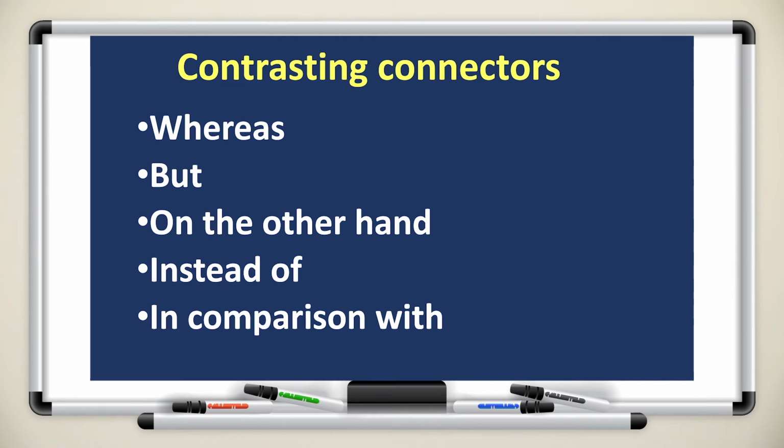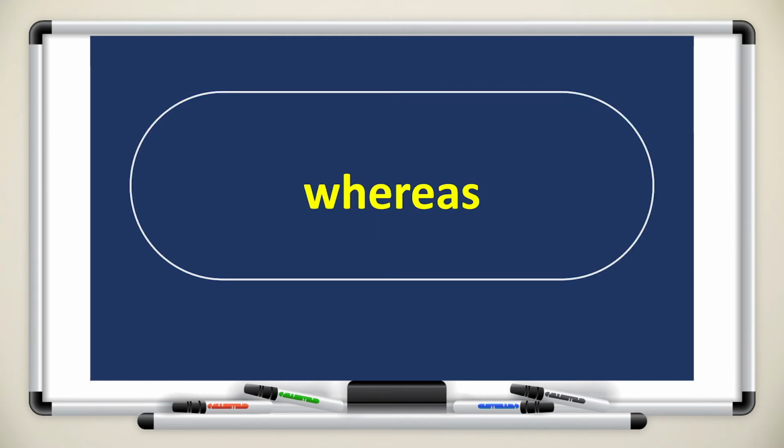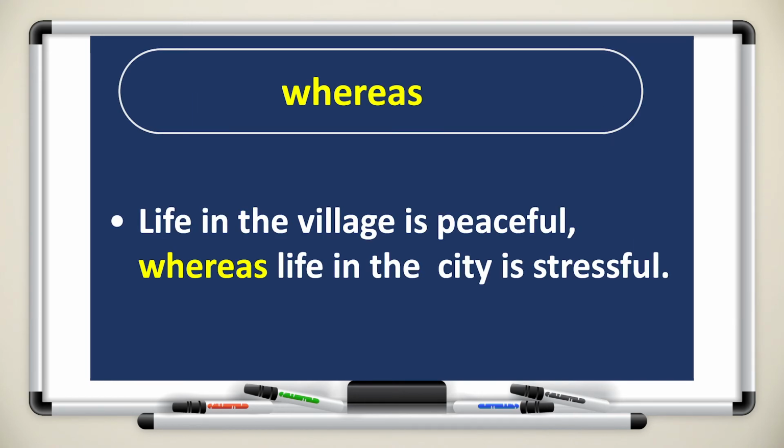Let's look at whereas. When do I use whereas? Again, when I say something and then I want to show that something else is different, because what are we doing here? We're contrasting. For example, we can say life in the village is peaceful, whereas life in the city is stressful. Peaceful, stressful. These are the differences. I'm focusing on the differences. These are what contrastive connectors do.